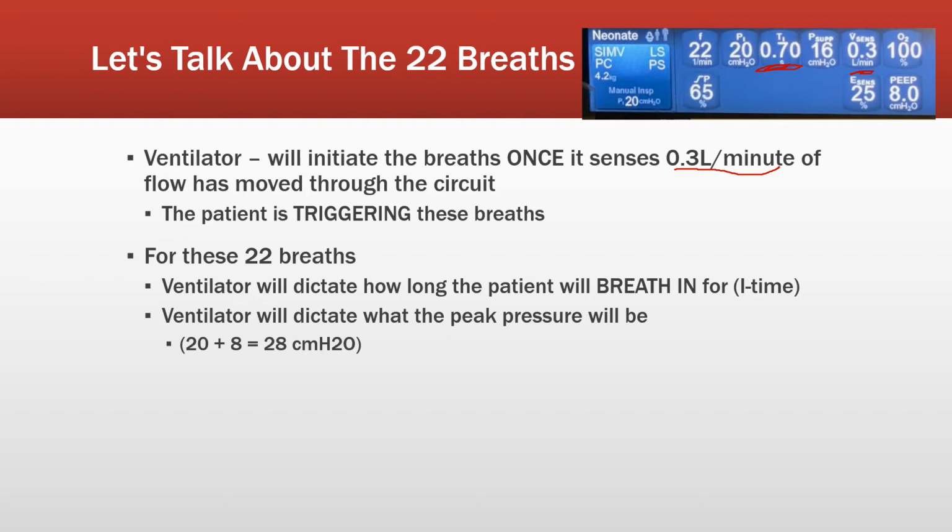And then the ventilator will also dictate what that peak pressure will be for those 22 breaths. And the way that it dictates that is by this inspiratory pressure that's been dialed here of 20. So this inspiratory pressure is on top of the end expiratory pressure of 8. So 20 plus 8 gives us a peak pressure for this patient of 28 centimeters of water.